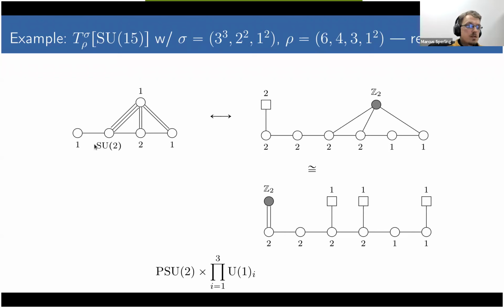And if you would do it on the other side, you would get a different symmetry, because now the balanced node is not connected to any of the other unbalanced nodes, which gives you a topological symmetry. So you're just going to get a PSU(2) times U(1) factors. Right. So that's sort of the way it goes. But of course, the generic case is quite cumbersome.